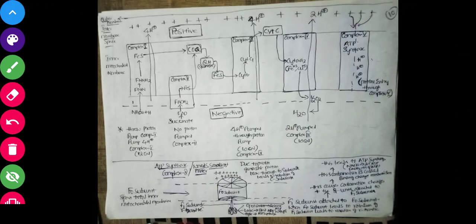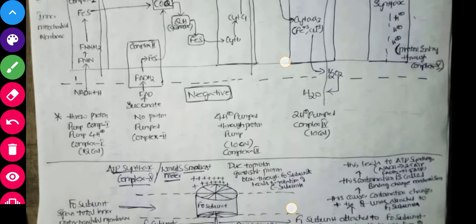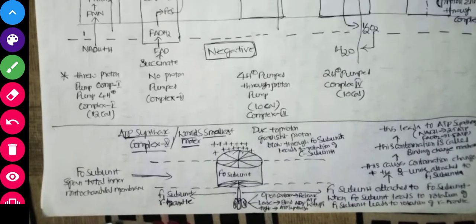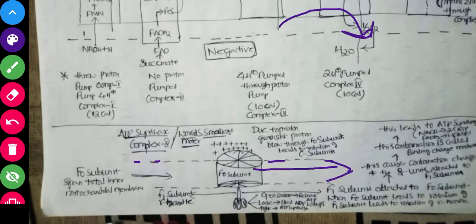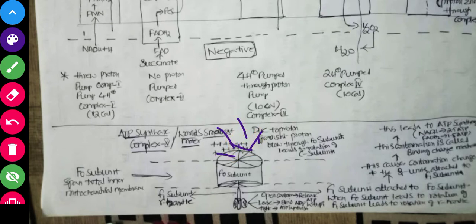When the protons, sorry, not electrons, protons are flowing here, they have to flow through these subunits. This is the F0 subunit, which spans the total inner membrane. When the protons are flowing, they flow through these subunits.